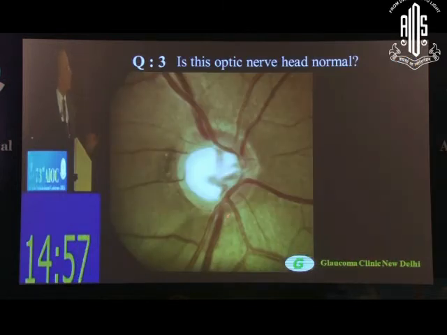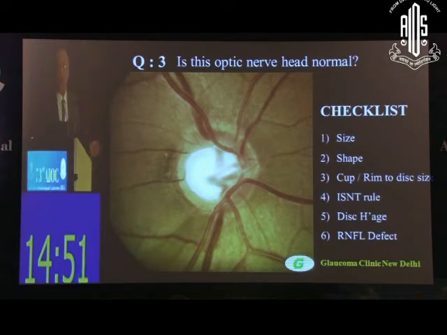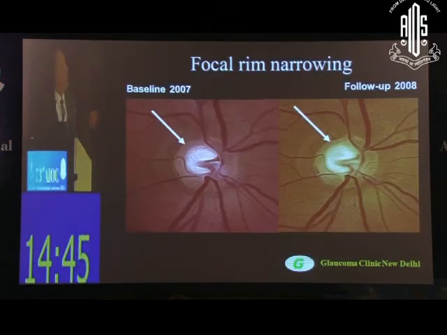So I showed you this picture. Inferior rim narrower, nerve fiber layer defect in an average size optic disc. So this would be highly probable from the point of view of glaucoma. Take a look at this, one of our patients.